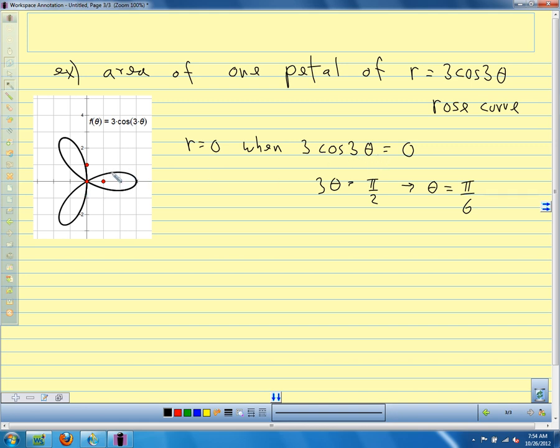Or we can look at our graph and say, okay, if positive pi over 6 is where r equals 0, it's symmetrical, so negative pi over 6 is going to give us r equals 0 also. So I'm here at pi over 6, and I'm also here at negative pi over 6. You can go through it analytically and find the other points, or we can just be clever and look at our graph and say that since it's symmetrical, theta equals negative pi over 6 will also give r equals 0.